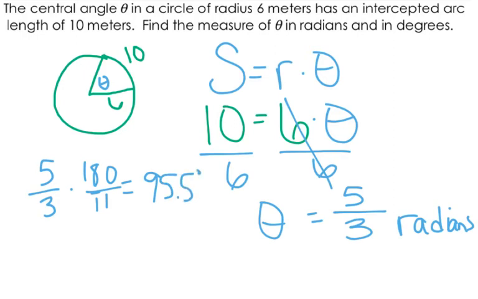So that's the whole gist of this lesson, being able to do this problem. I can find the arc length, I can convert from radians to degrees. I think it's pretty easy.